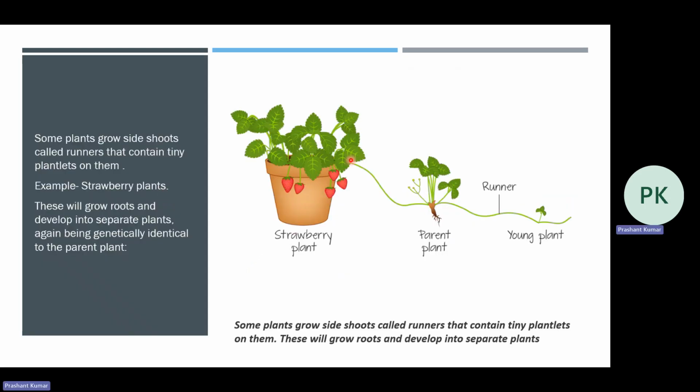There are some plants which grow like this. One stem touches the ground, and the stem starts producing a new plant. We call them runners because they are running, not confined to one place, so they are moving. The best example is the strawberry plant. These grow roots and later develop into a separate plant. In this case also, they are 100% identical to the parent plant.